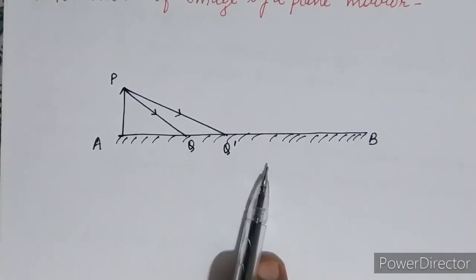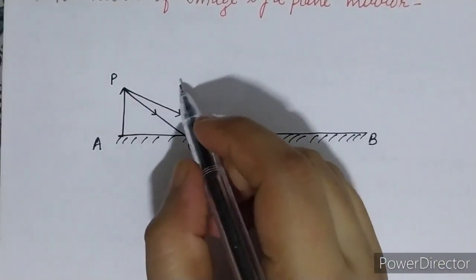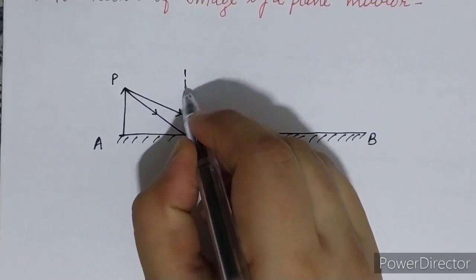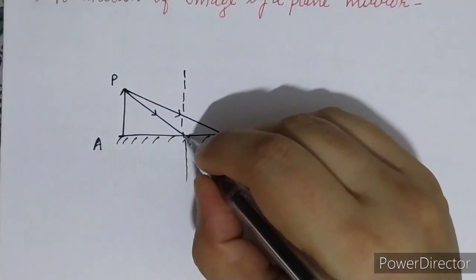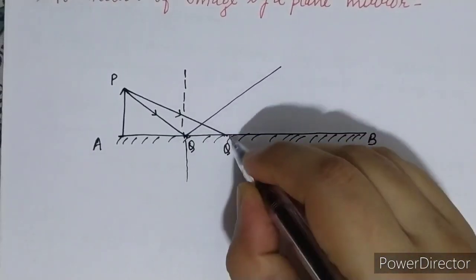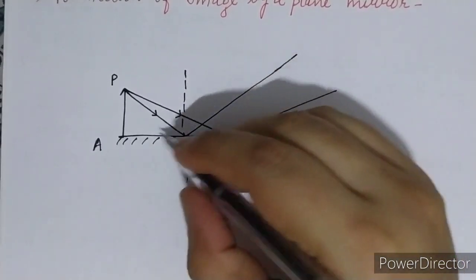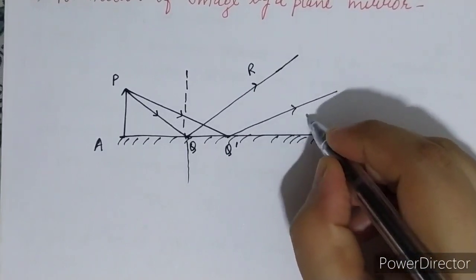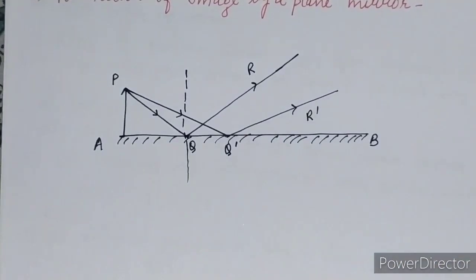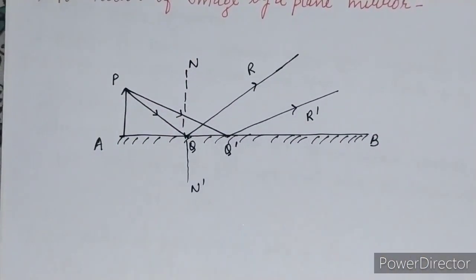Now these two rays PQ and PQ dash get reflected by the mirror. Here I am drawing one normal, so it will be easy for you. So they are reflecting. These are the reflected rays. This PQ has been reflected along R and this PQ dash has been reflected along R dash. Okay, they are reflected back. Now this is the mirror. Suppose N dash is your mirror.